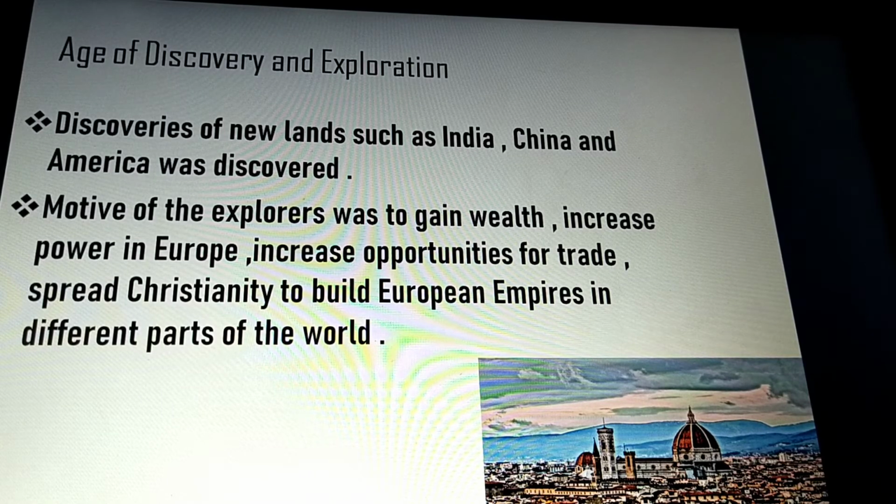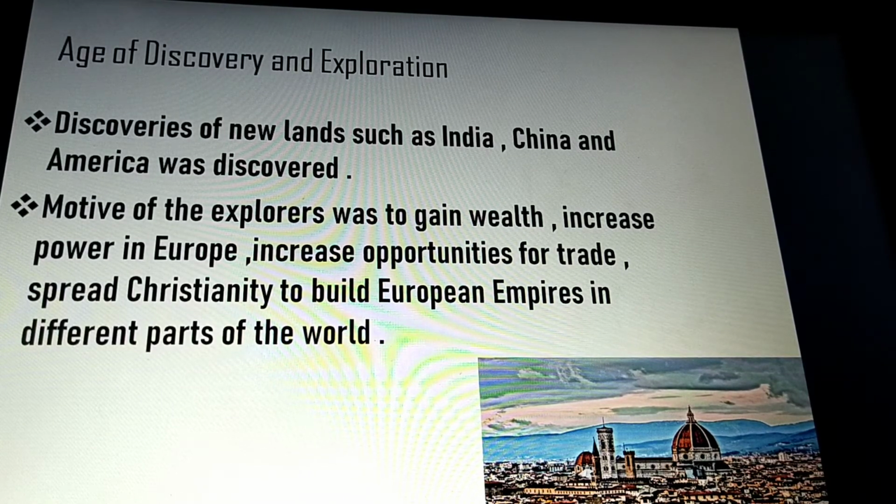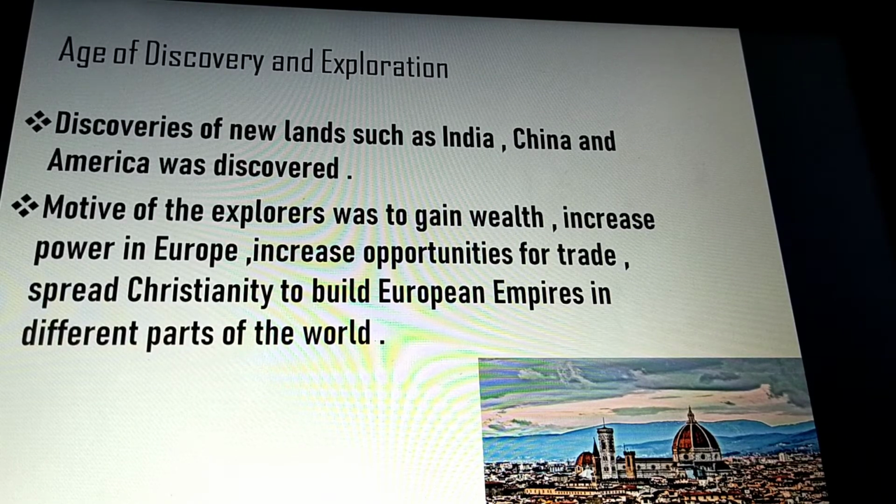Besides this, they would get more opportunities for trade and business, and they could spread their religion, Christianity, to different parts of the world. The explorers came basically from England, Portugal, Spain and France.